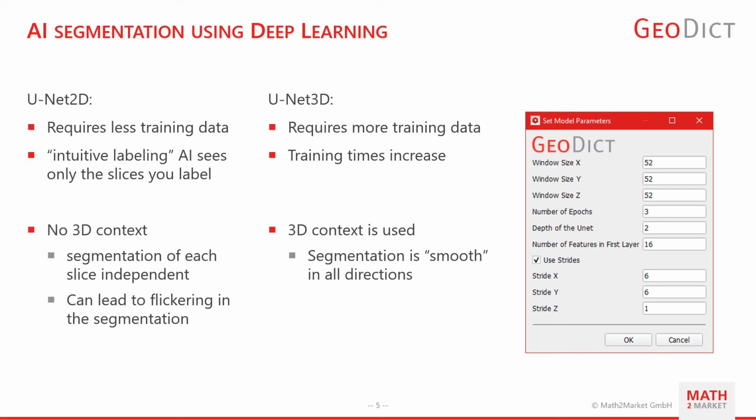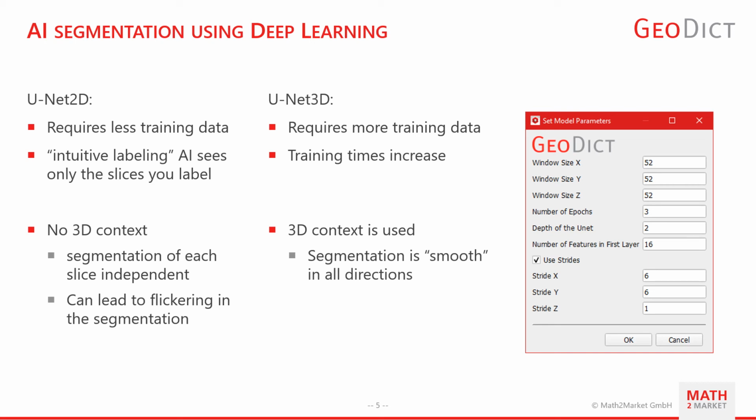The 2D UNet just looks at each slice independently and tries to segment the image from that. That can work quite well, and it's also very intuitive, as you usually label your training data on slices and not really in a 3D way. So it's easy to understand what kind of training data you have created and how this is fed into the neural network.